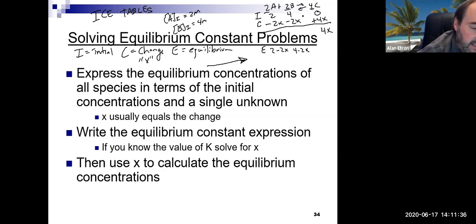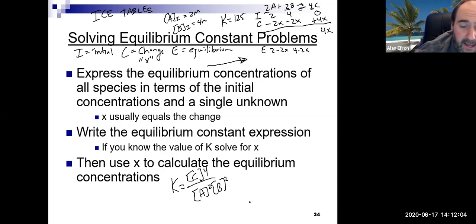Once you get that ice table together, the goal really is to figure out what x is. The way you could do that is to write our equilibrium expression, which would be K is equal to C to the 4th divided by A squared times B squared. Let's say the other piece of information they would give you in the problem is K equals 125. I just made up the number right now. You would know that this ratio equals 125. What you would essentially do at this point is take all the values you have for the equilibrium line and put them into this expression.